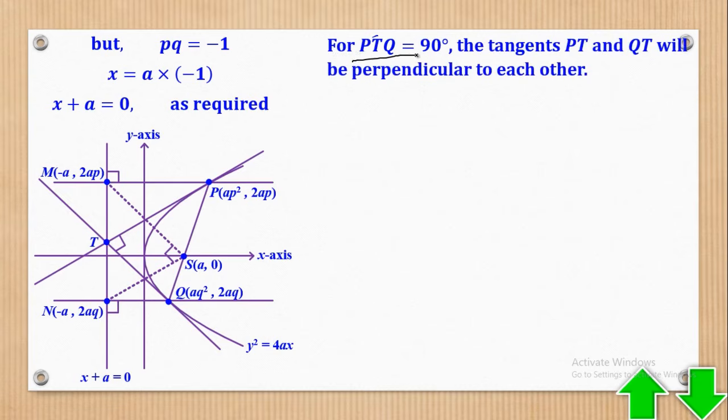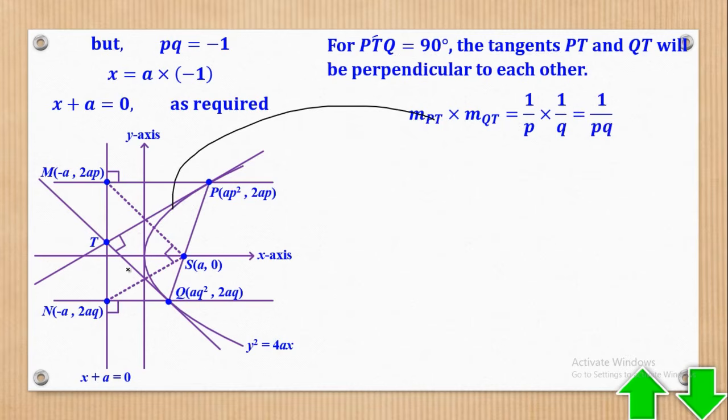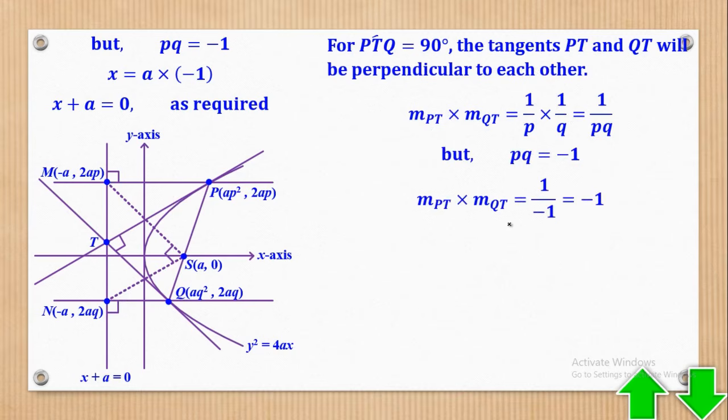So for PTQ to be equal to 90 degrees, the gradients of these tangents must be perpendicular, meaning that the product of their gradients must be equal to -1. So when I multiply the gradient of PT with the gradient of QT, I'll come up with this. But the good thing, I know that pq is equal to -1, therefore I'll come up with this product as -1. Therefore they are perpendicular.